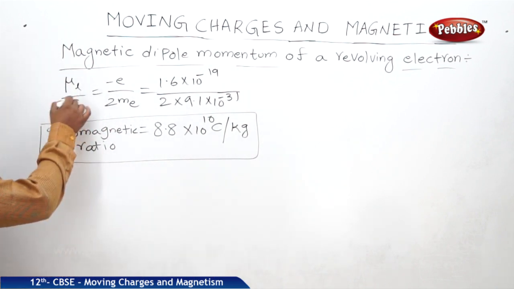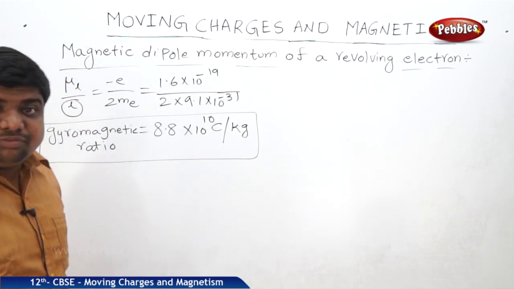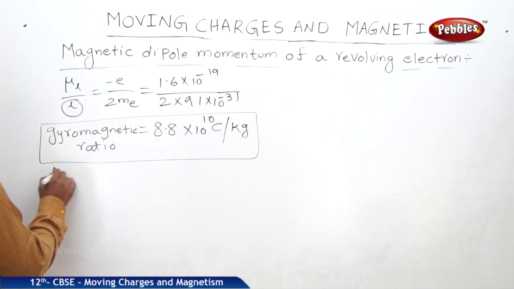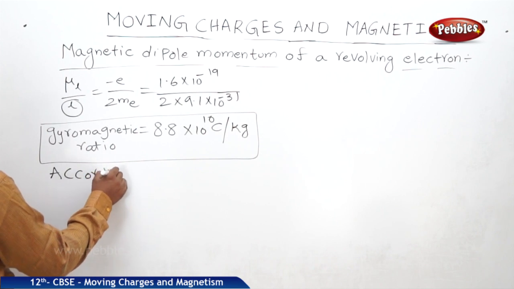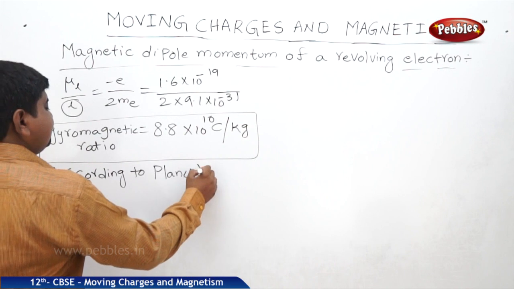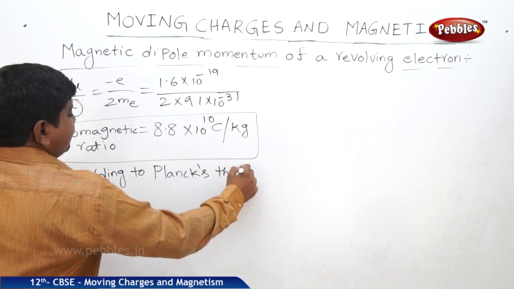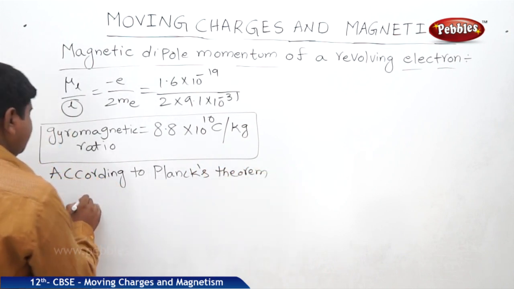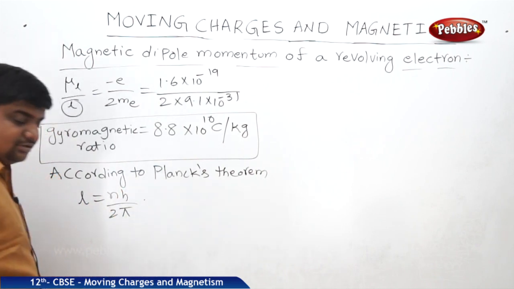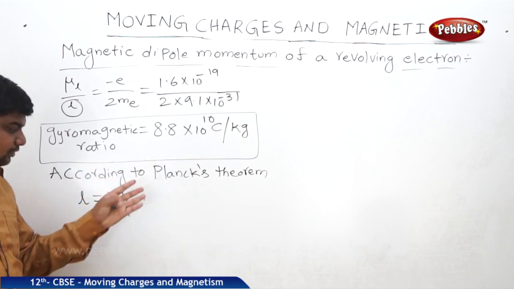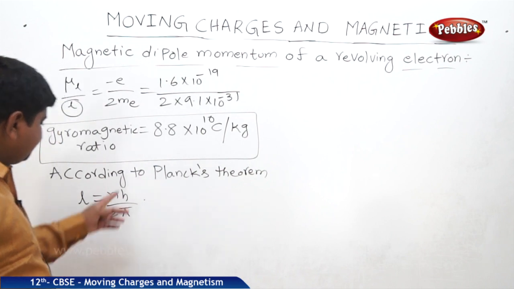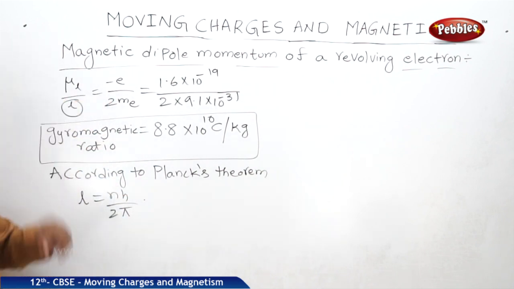But according to Planck's quantum theorem, angular momentum is quantized. So according to Planck's assumption, L is equal to nh by 2 pi, where n is the principal quantum number, n is equal to 1, 2, 3, 4, h is Planck's constant, and 2 pi is a constant again. So I am substituting this L value in this equation.